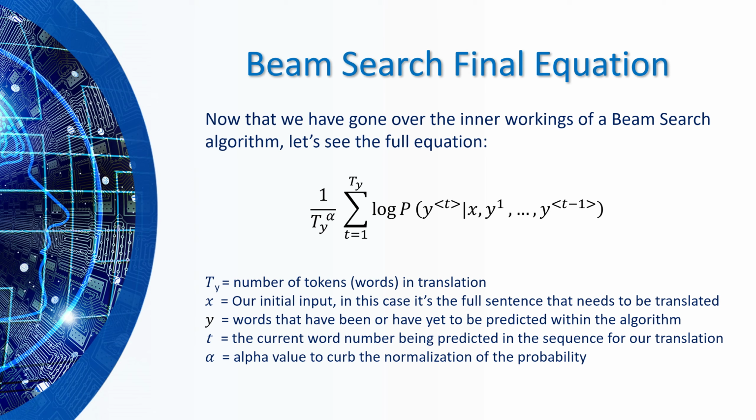Y is the words that have been or have yet to be predicted within the algorithm. So Y is for every word in the algorithm or every word that's going to come. T, lowercase t, is the current word number being predicted in the sequence for our translation. Either word 1, word 2, word 3. It could be the same thing as y1, y2, y3. That is the number that is currently being predicted in the sequence. And of course, our alpha value is to curb the normalization of the probability, like we just went over.